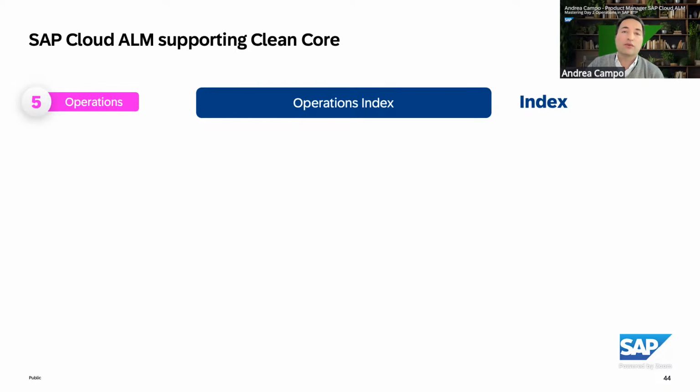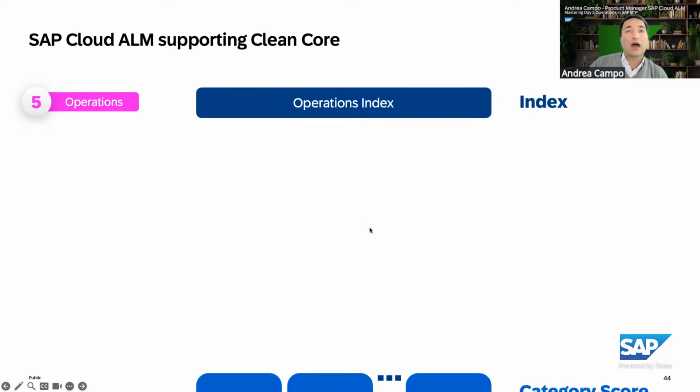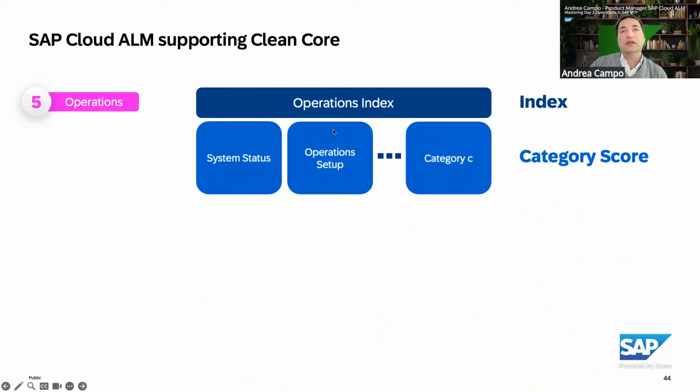So it's a kind of a global rating that includes many categories and areas that gives the user an idea about the level of clean core compliance, of course, from the operations perspective. So how do we calculate this index?